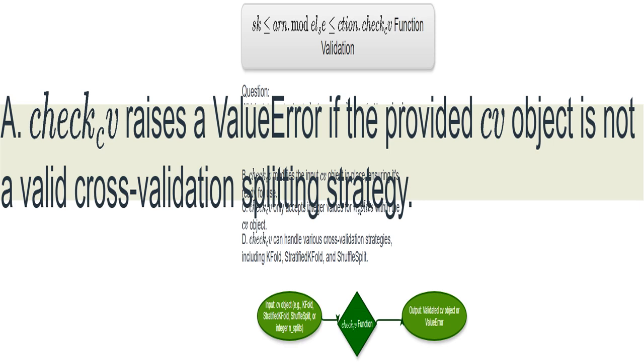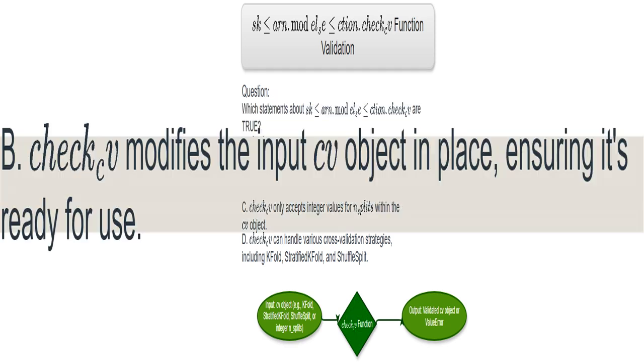We'll need to determine whether this statement is accurate. Option C limits the "cv" object inputs. It states that "check_cv" exclusively takes integers for the "n_splits" parameter, which typically represents the number of folds in a cross-validation process. Is this true, or can it handle other kinds of inputs?